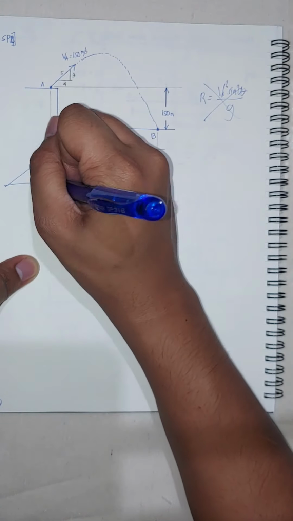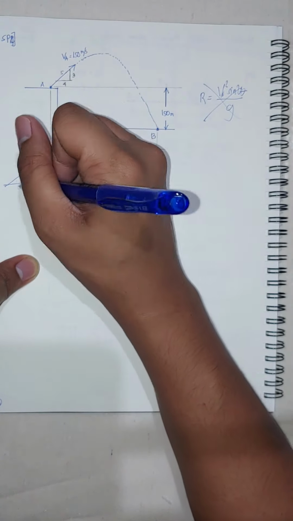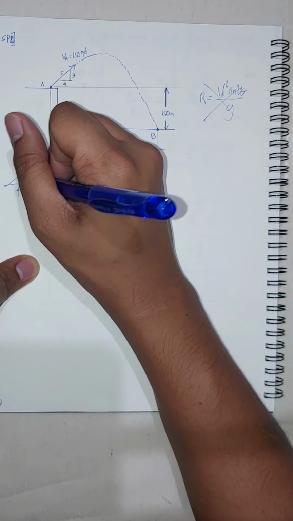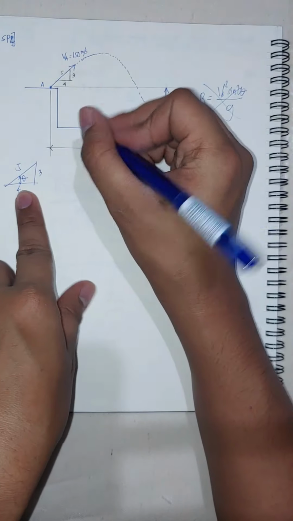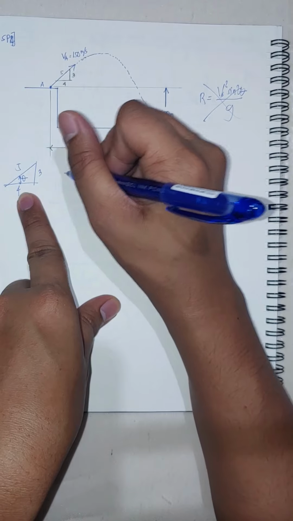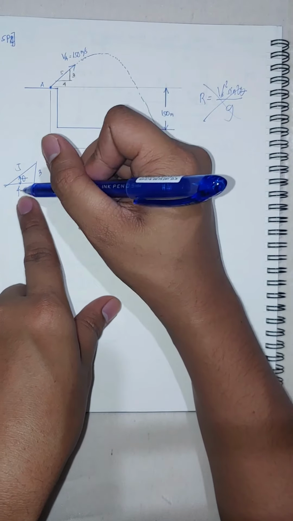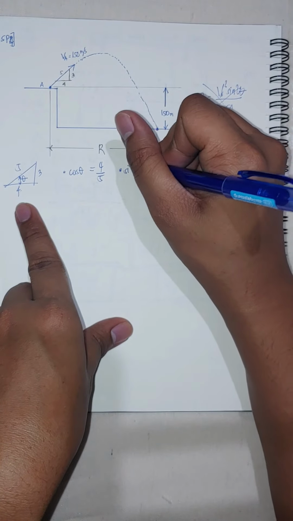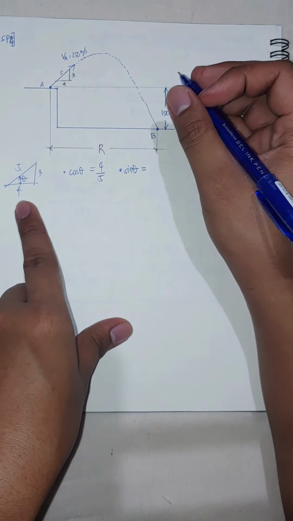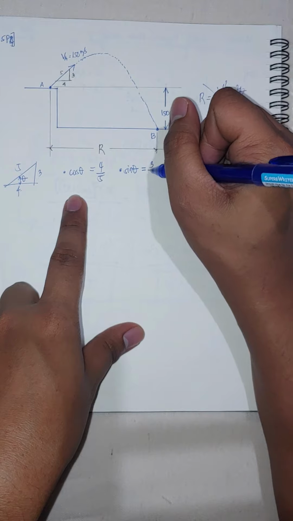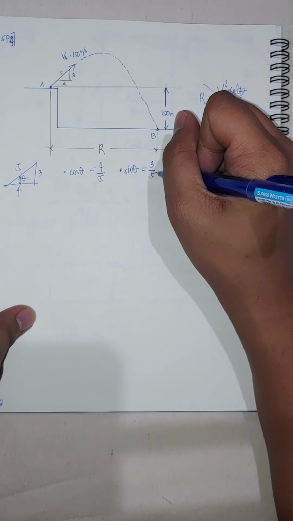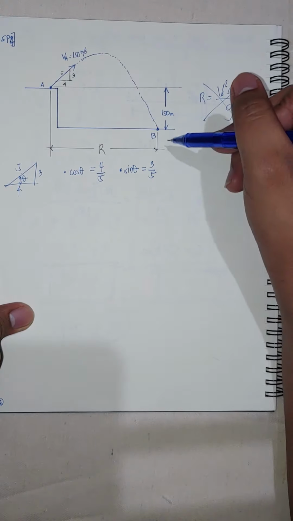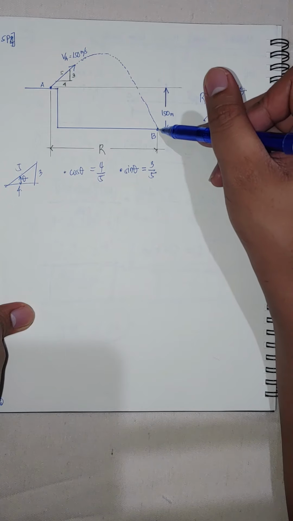So if you have this triangle 3, 4, 5, then this is theta. Our cosine theta is equal to adjacent over hypotenuse, 4 over 5. And then our sine theta is equal to opposite over hypotenuse, that is 3 over 5. So we need to solve for R.